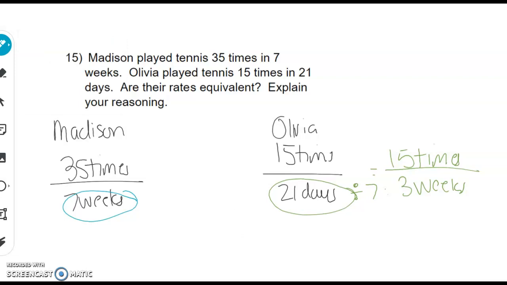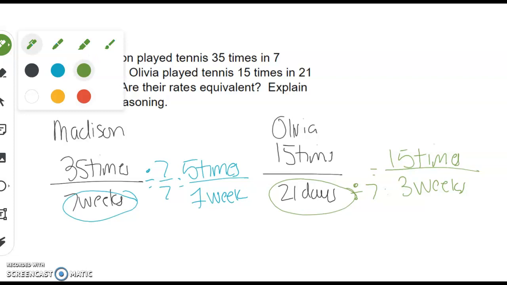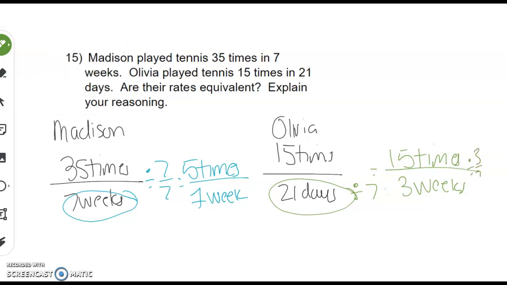So for Madison, I'm going to divide by 7 and by 7 to find out how many times she plays in 1 week. And Madison plays 5 times in 1 week. On the other hand, I have Olivia. She's playing 15 times in 3 weeks. I'm going to divide, and that is 5 times in 1 week too. So I ran out of room. 5 times in 1 week.